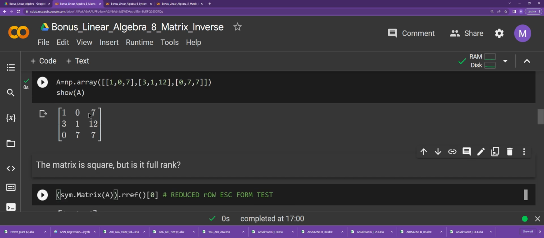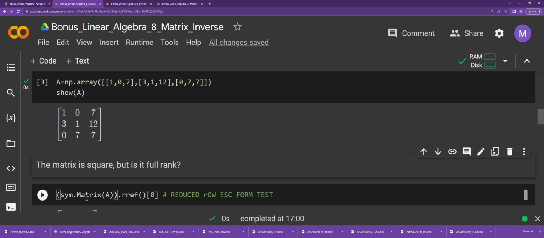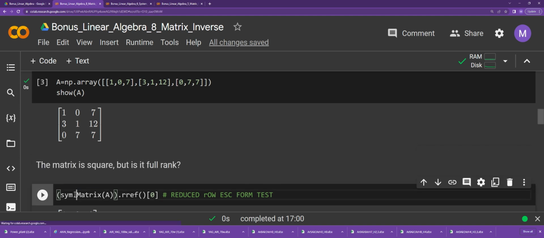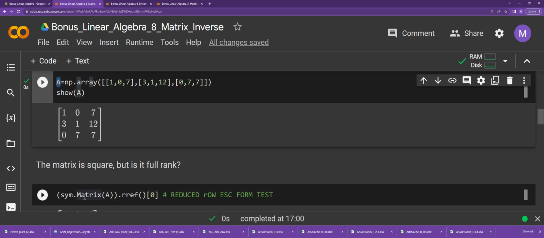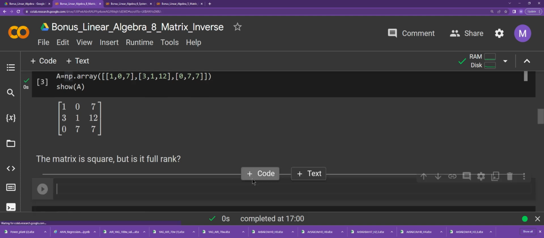Or we're gonna calculate its inverse, but is it full rank? How do we find out if a matrix is full rank? I'm going to use the SymPy function, from SymPy I'm calling the matrix function sym.Matrix(A). So basically this is a numpy array. Using sym.Matrix, I'm converting that numpy array type matrix into a SymPy form so that I can use the reduced row echelon form. Do you remember this, guys? Let me just run this for you.